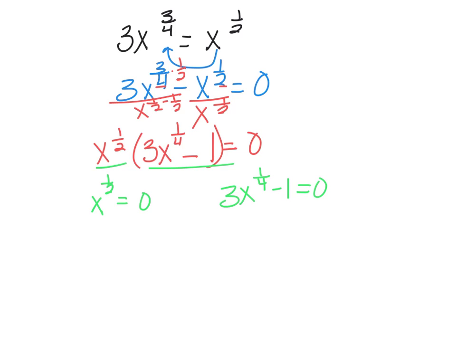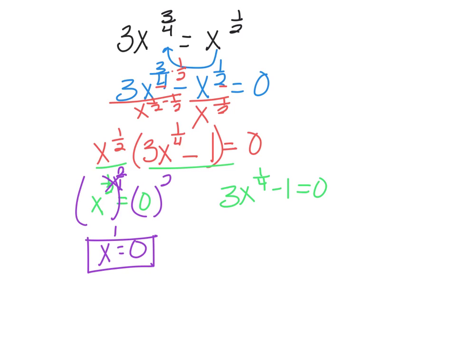Okay, so to solve this, I'm going to take the reciprocal, which is 2 over 1, or raise both sides to the second power. That will cancel. And x to the first equals 0 squared, which is 0. So one solution is 0.